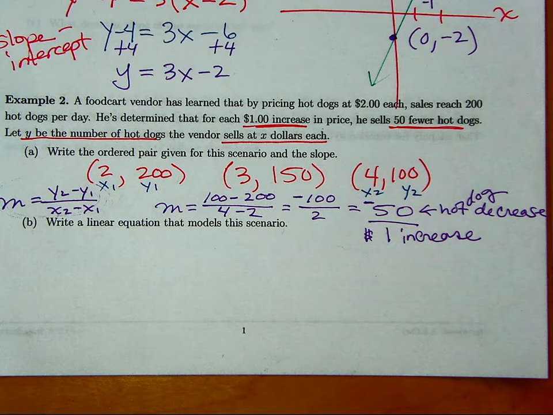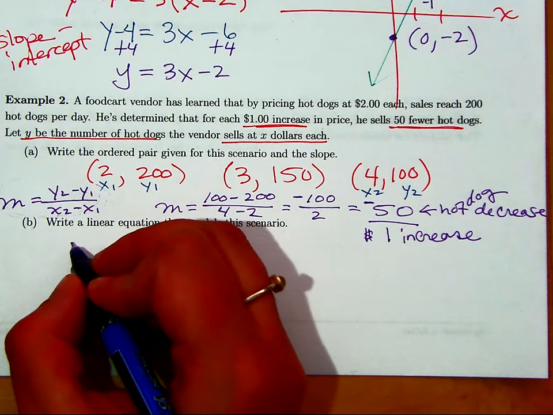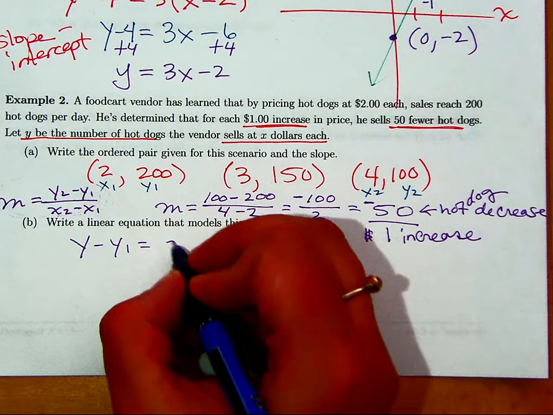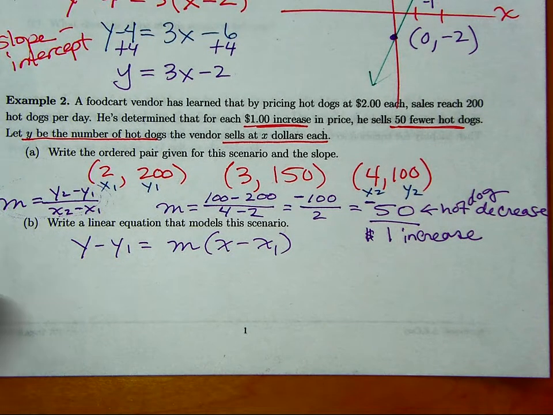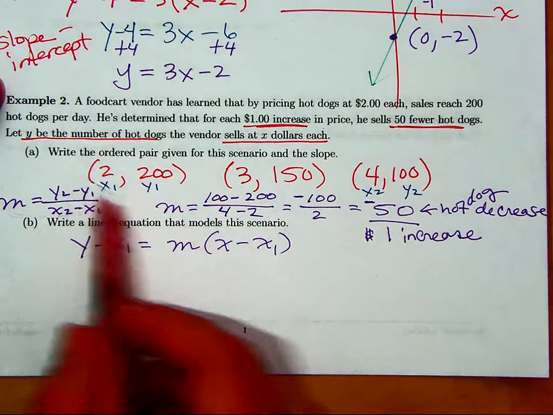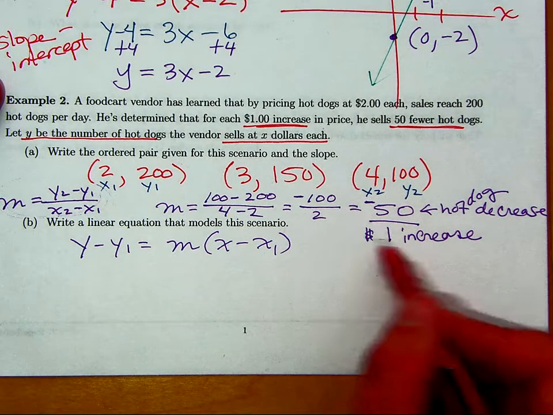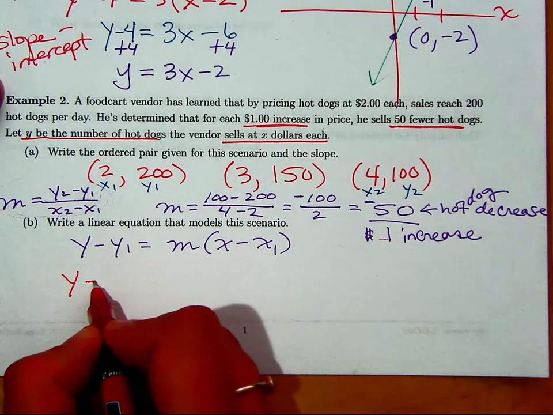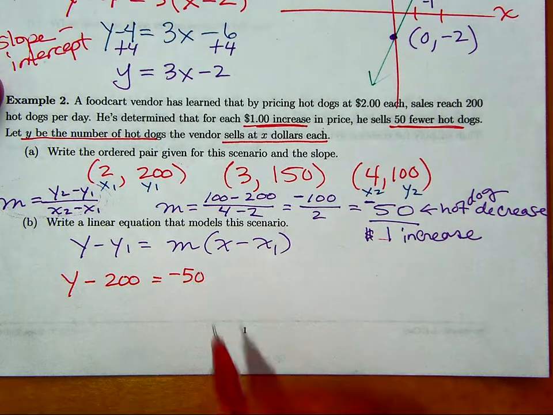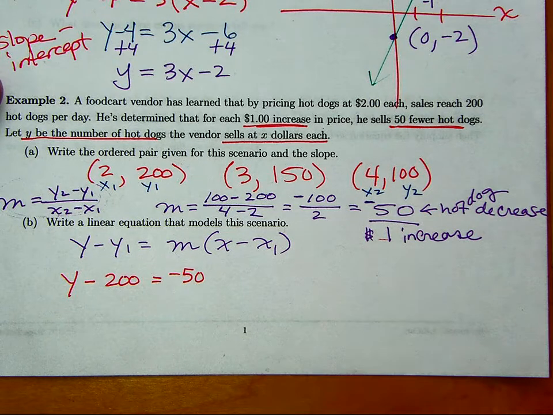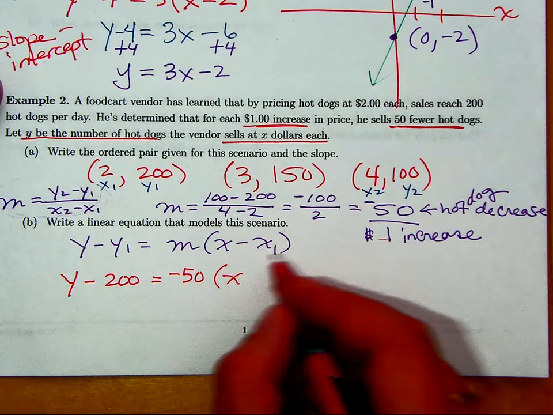Point-slope. You have to memorize this one too. So who can tell me, cover up your point-slope form, see if you remember what it is. What is the formula? Okay, there it is. Now we're going to use this formula to plug in one of our points and our slope. So we have y minus, I'm going to use this one, 200 equals negative 50. So glad you guys caught my mistake there. Sharp eyes. Times x minus what?